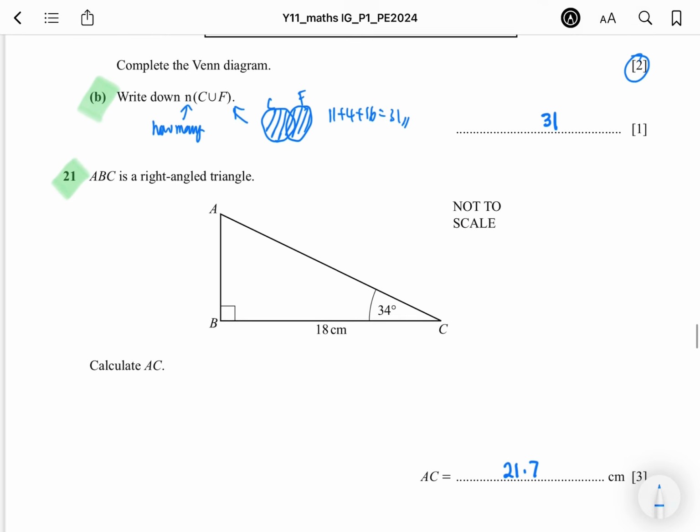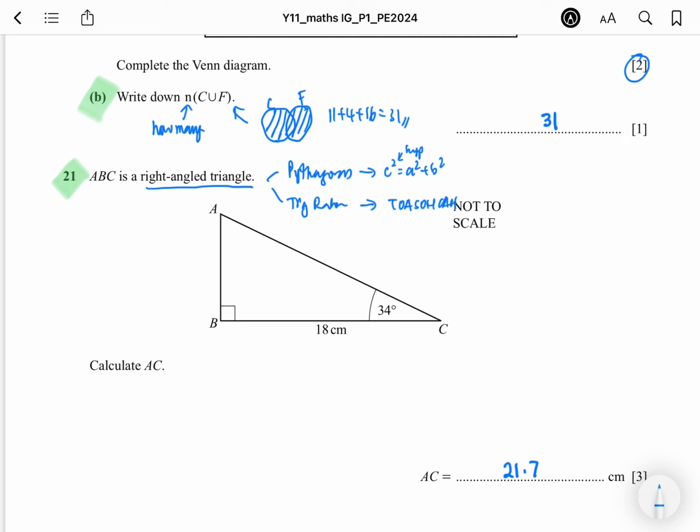ABC is a right angle triangle. That means you either use your Pythagoras or you use your trig ratio. Pythagoras, you use c squared equals a squared plus b squared, where your c is the hypotenuse. Trigonometric ratio, SOH CAH TOA. O is the opposite, A is the adjacent, and H is the hypotenuse.